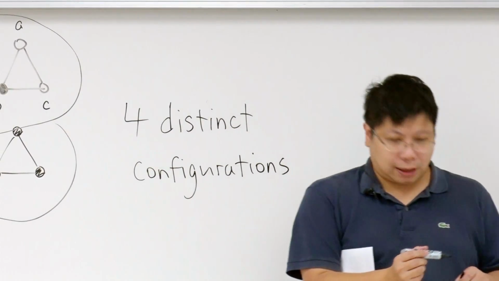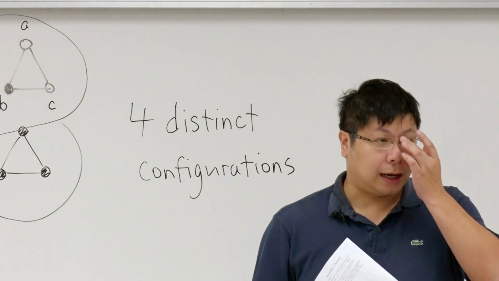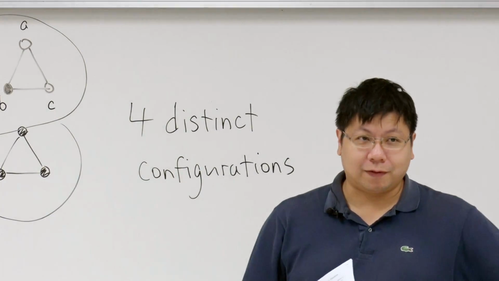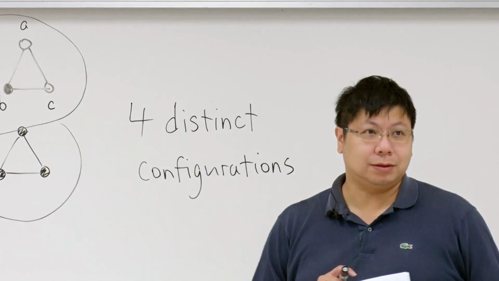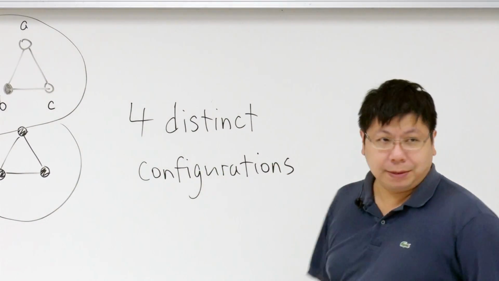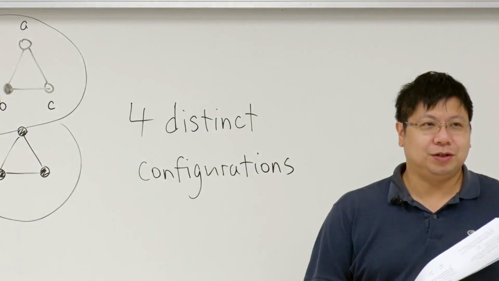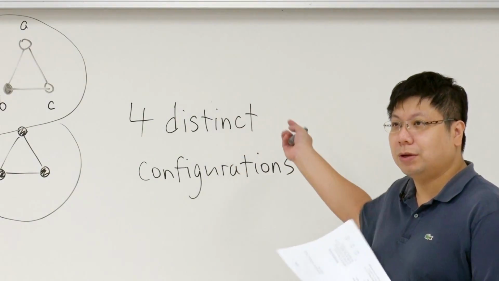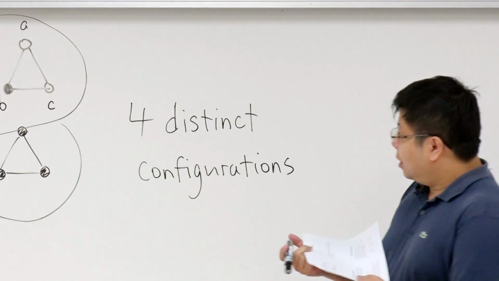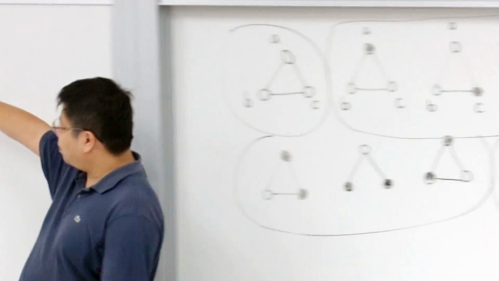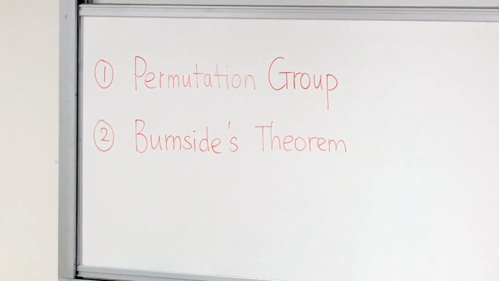Now suppose that I change the question a little bit. Let's say I can color each of the vertices with one of 5 colors. So you can have white or black or green or yellow or red. You have many colors. In that case, how many distinct configurations do we have? Is there an easier way to calculate this rather than drawing out all the possible cases? If we know Burnside's theorem, then we can solve this quite easily. So this is what we are going to do today.